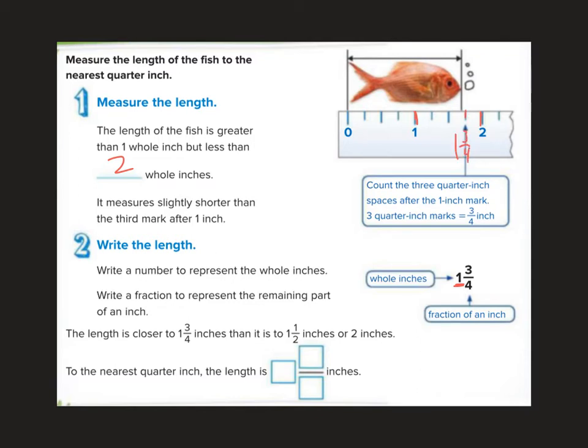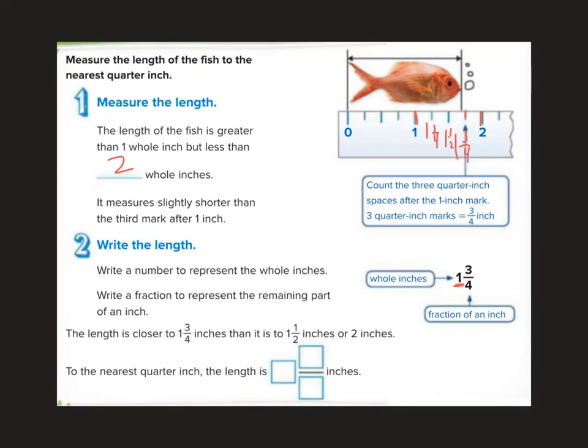1 3/4. This longer line is 1 1/2. And then this one is 1 1/4, just like we talked about before. So it goes 1/4, 1/2, 3/4. 1 1/4, 1 1/2, 1 3/4. 2, 2 1/4, 2 1/2, 2 3/4.